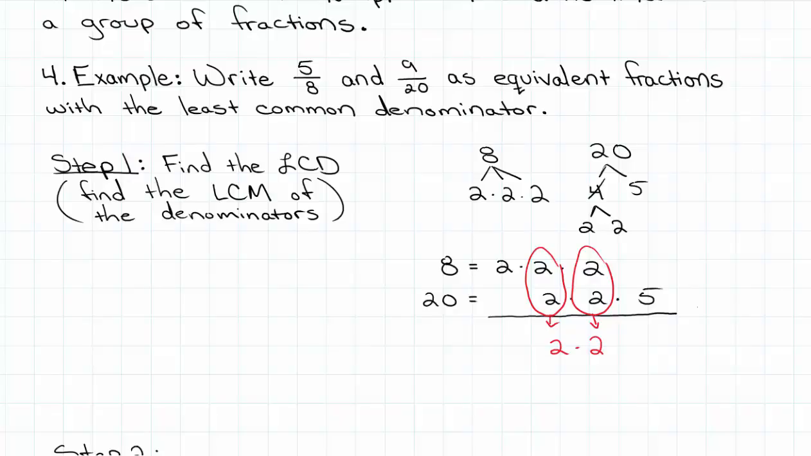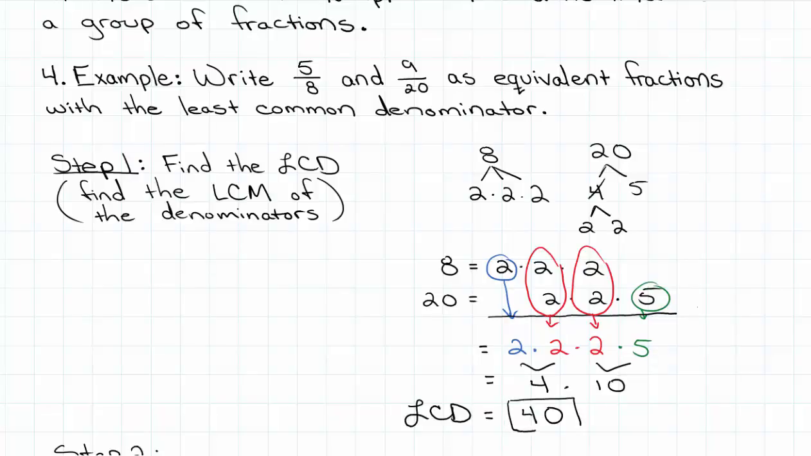Remember that that represents the GCF, 2 times 2, which is 4, but I don't want the GCF, I want the LCD. So in this case, I need to use all the remaining factors as well. A remaining factor of 2 and a remaining factor of 5. So the LCD here, I'm going to have to multiply all these factors together. 2 times 2 is going to give me 4. 2 times 5 is going to give me 10. And 4 times 10 is going to give me 40. So the LCD is going to be 40. That was our step 1.